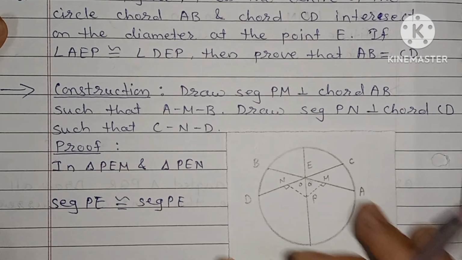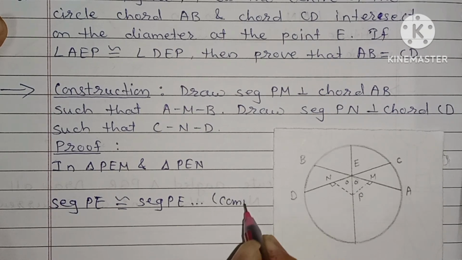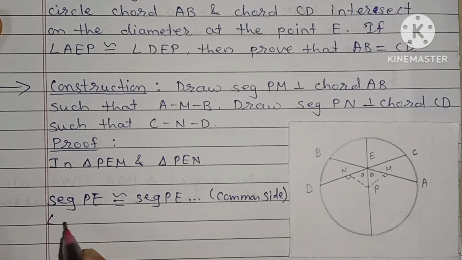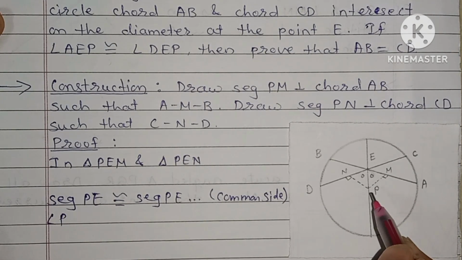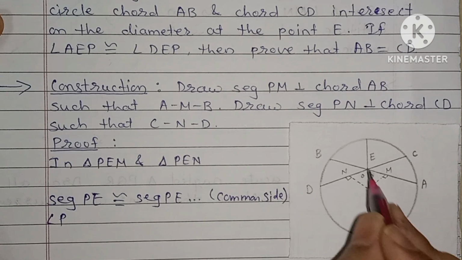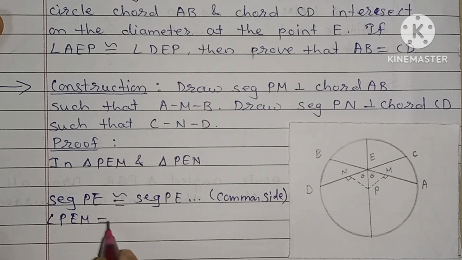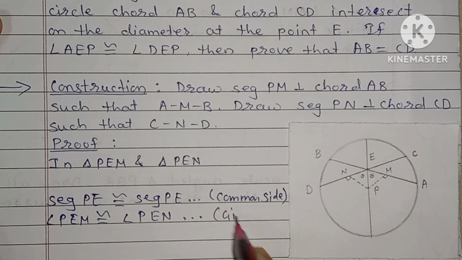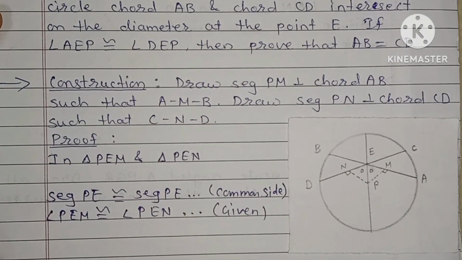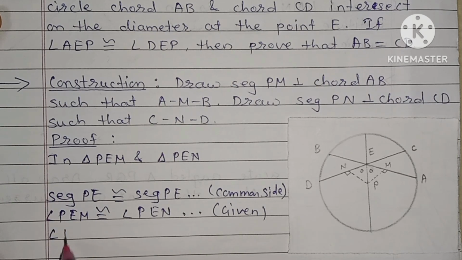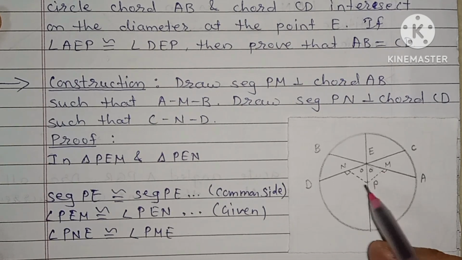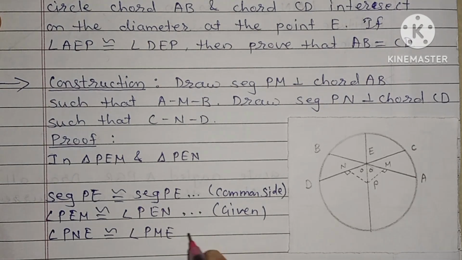Why? This is the common side. Now, angle PEM congruent to angle PEN. This is also given. See, this is already given. Now, angle PNE congruent to angle PME. Why? Each measures 90 degrees.